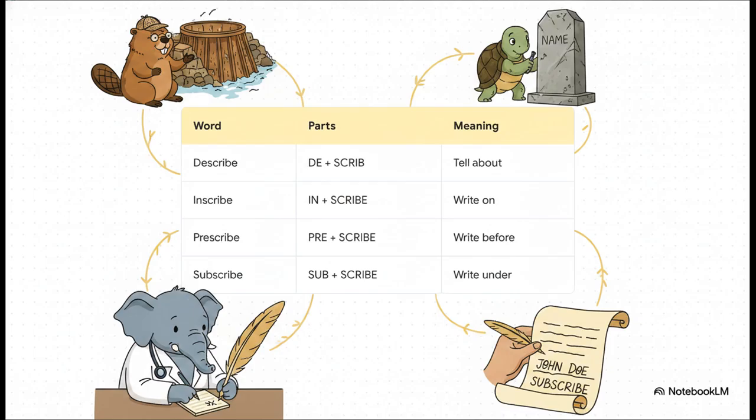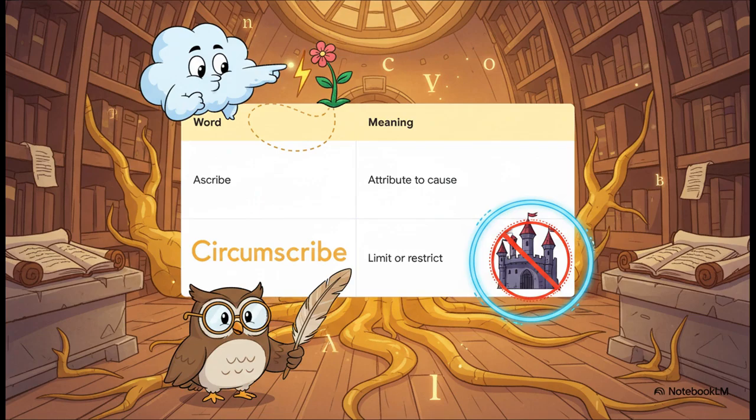Finally, subscribe. Sub means under. Long ago, to subscribe literally meant to sign your name underneath a document. Today, obviously, you subscribe to a magazine or a YouTube channel, but that historical root of writing underneath is still right there. And this brilliantly shows how we can tackle highly advanced spelling bee words too.